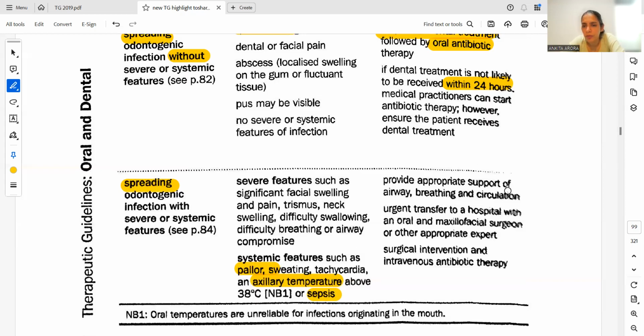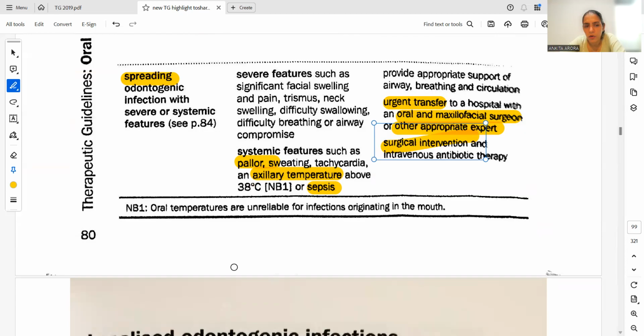Then provide appropriate support of airway, breathing, and circulation in these patients. And here it is very important: urgent transfer to a hospital with an oral and maxillofacial surgeon or other appropriate expert. Surgical intervention and intravenous antibiotic therapy should be used. Oral temperatures are unreliable for infections originating in the mouth. So thermometer checking in the oral cavity is unreliable. We have to see the axillary temperature.